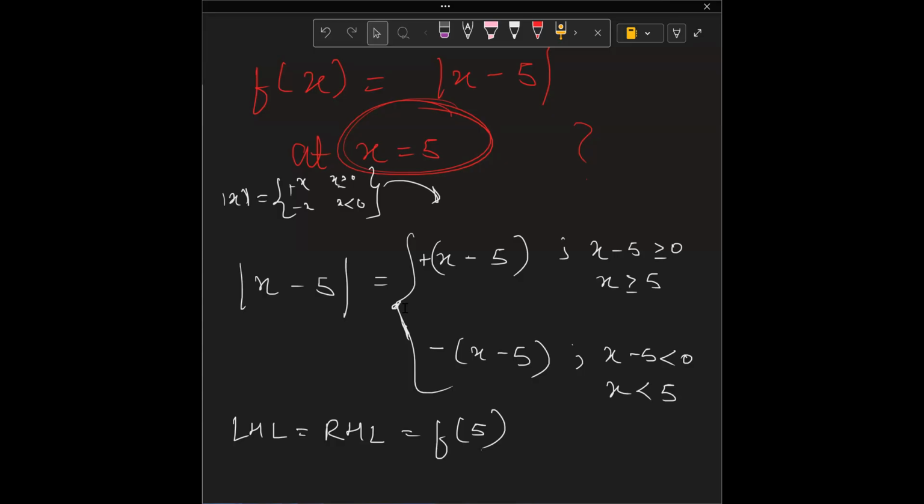Mod x is positive x when x is greater than or equal to 0, and mod x is negative x when x is less than 0. And similarly mod x minus 5 की definition होगी: this is positive x minus 5 when x minus 5 is greater than or equal to 0, and minus x minus 5 when x minus 5 is less than 0. सेम यही डेफिनेशन कहते हैं मॉडुलस ऑफ एनीथिंग की.